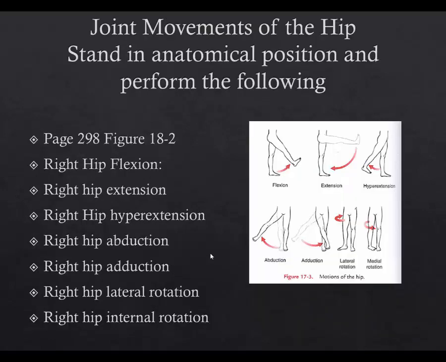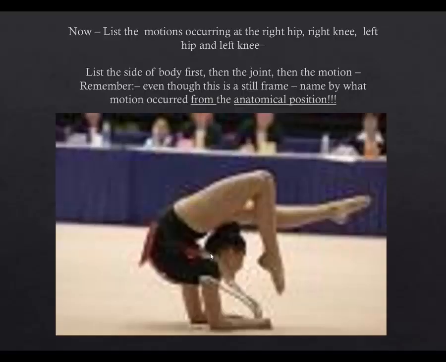Here's the picture of the hip motions from page 298. So this is a great picture, a little blurry, but very informative when it comes to hip motions. Take a few minutes here to pause the recording, and I want you to list the motions that are occurring at the right hip, right knee, left hip, and left knee. Make sure when you list this on a piece of paper, put the side of the body first, then you name the joint, and then you name the motion.